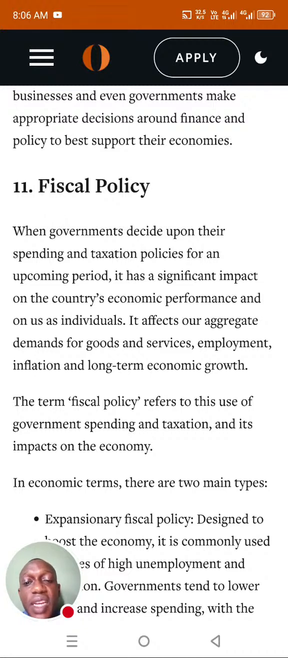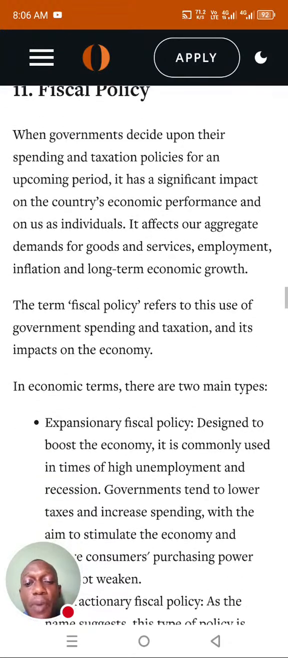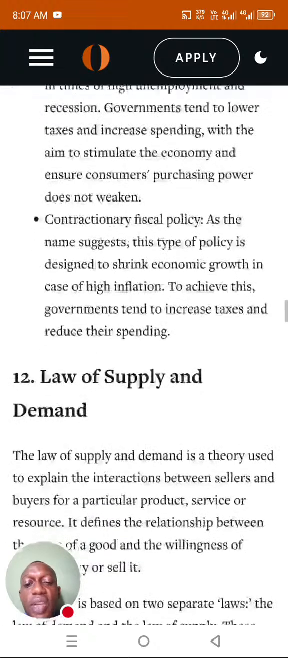It has a significant impact on the country's economic performance and on us as individuals. So it affects our aggregate demand for goods, services, employment, inflation, and long-term economic growth. So we call it fiscal policy. Okay, these are the things under that.